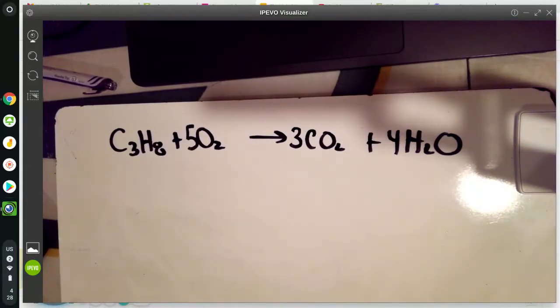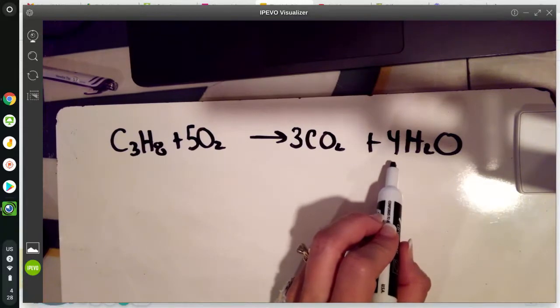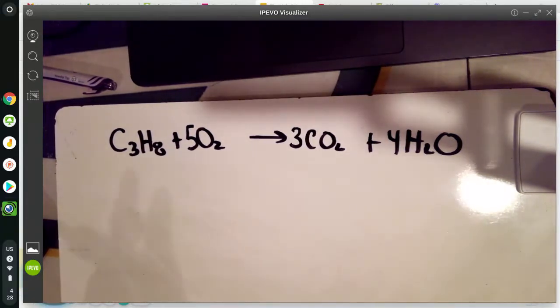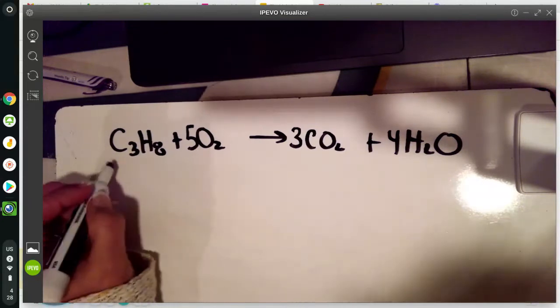It's just that now we have another question: how many moles of water did we end up with? Remember from the problem before, we haven't changed anything. We still have a starting amount of 2.0 moles of propane. So we have this.